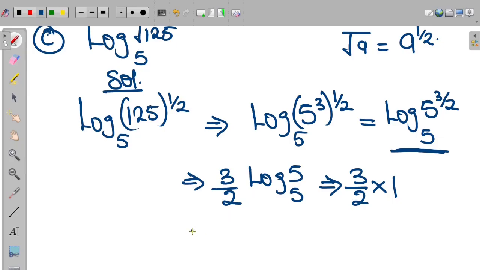And any non-zero value multiplied by 1 is equal to that same value. So therefore, our answer is 3 divided by 2. So at this point, we have been able to simplify the third question given to us. Let's dive quickly into the fourth question.